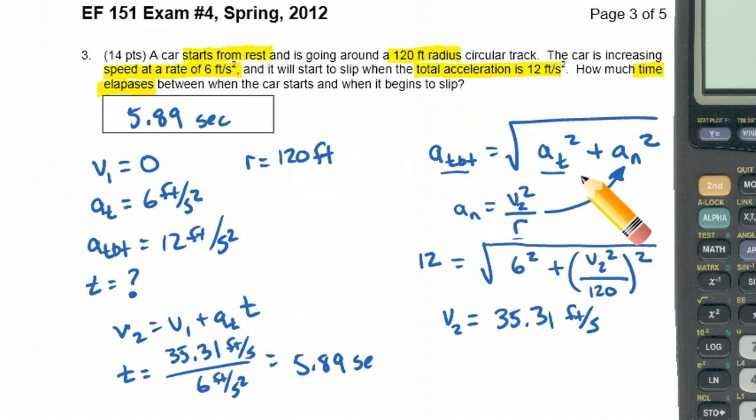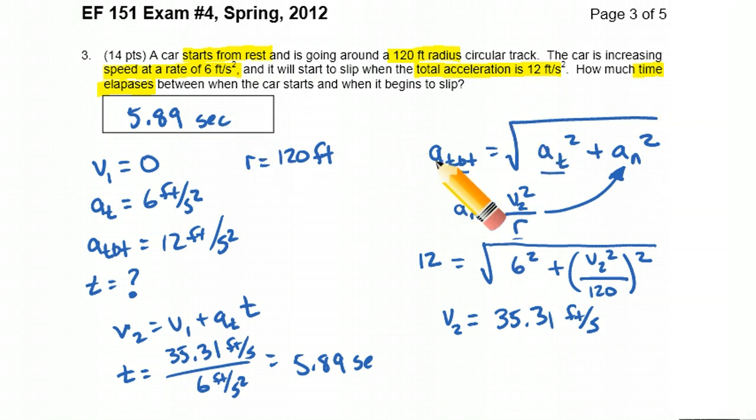Key points for this problem: the relationship between total, tangential, and normal acceleration, the formula for normal acceleration, and then being able to use this to get the time based on the velocity and the acceleration.